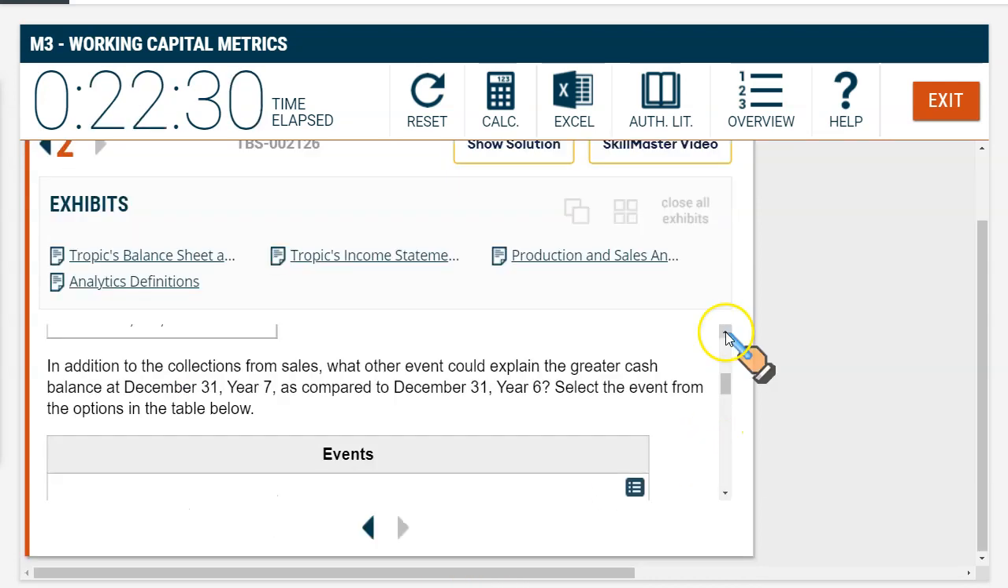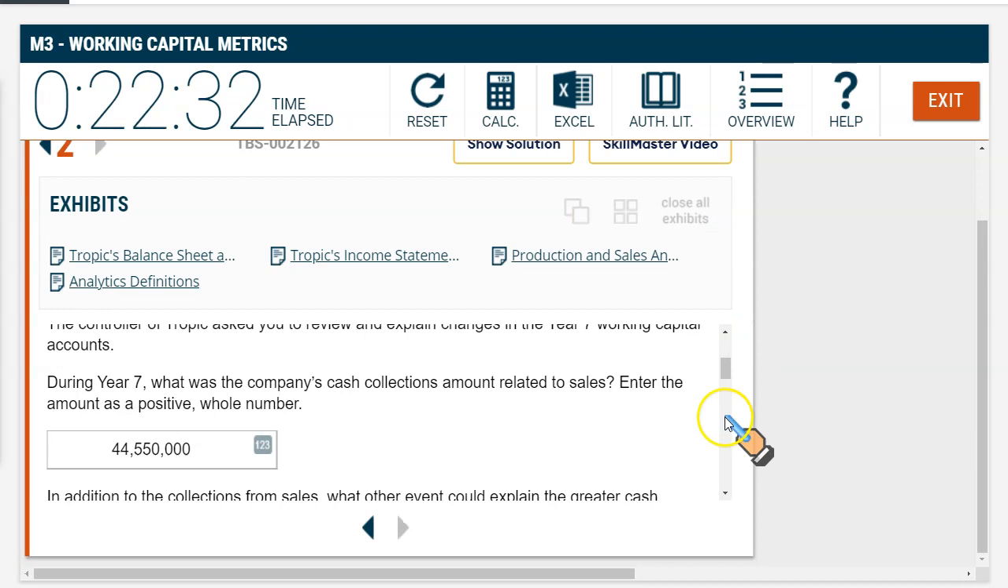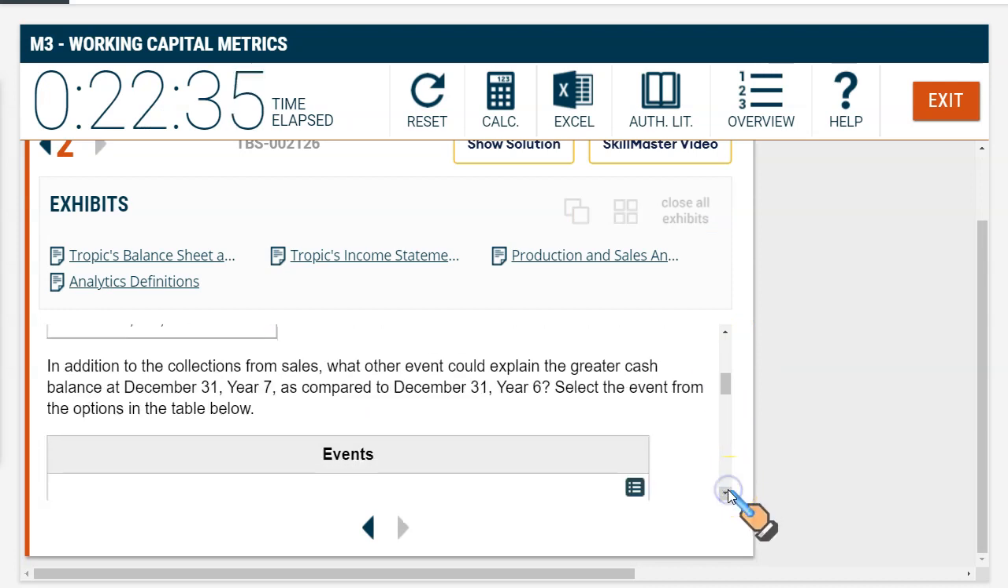Okay, done. Now we have the next task. In addition to collection from sales, what other events could explain the greater cash balance at December 31st, year 7 as compared to December 31st, year 6? Select the events from the options in the table below.